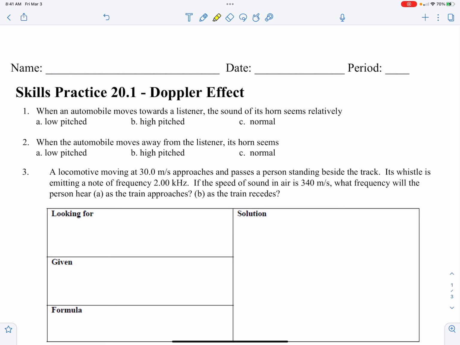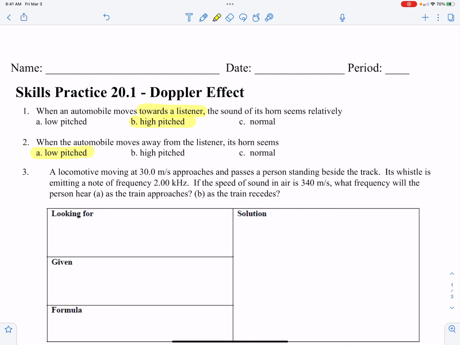If an automobile is moving toward a listener, that means that person would hear a slightly higher pitch. Number two, when an automobile moves away from a listener, the horn seems, well, by contrast, this one would be noticed as a lower pitch.